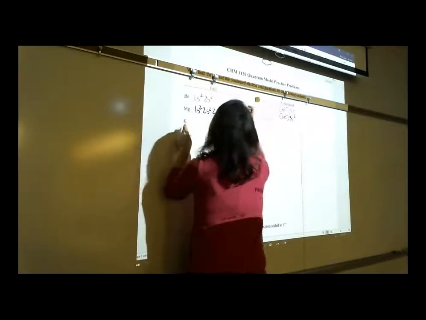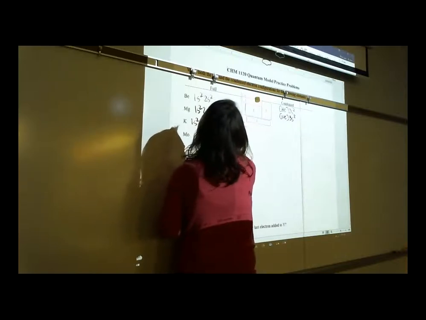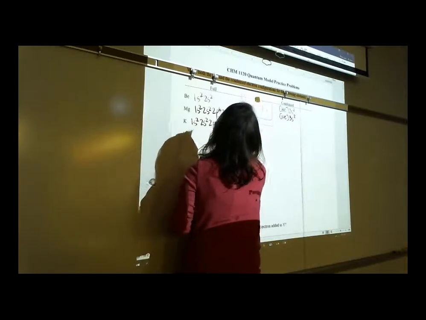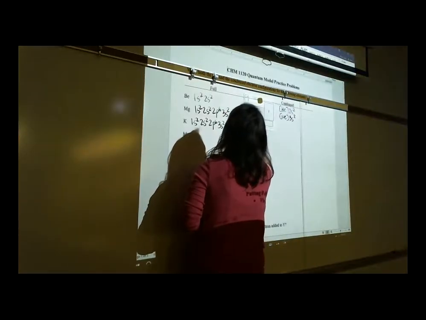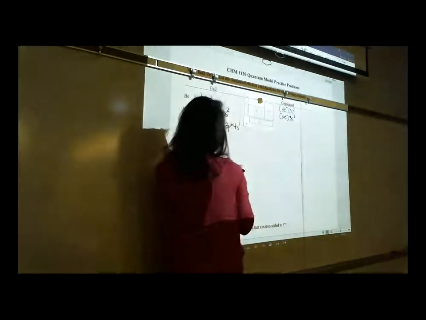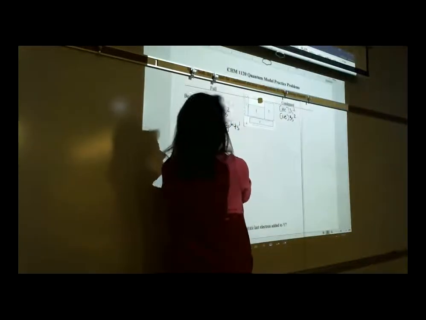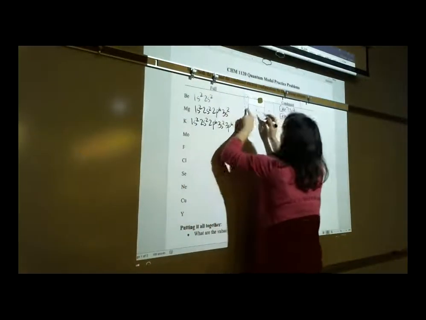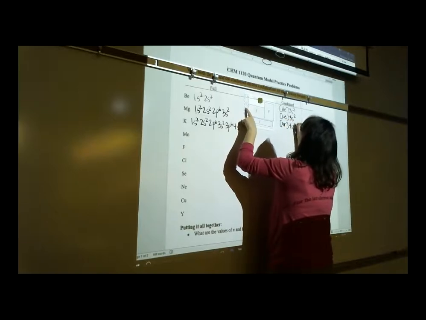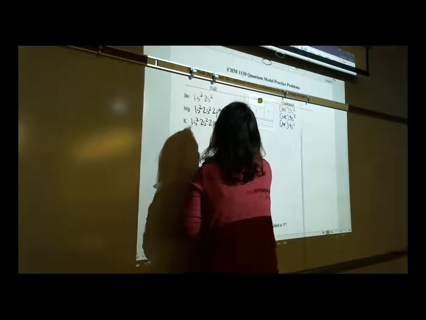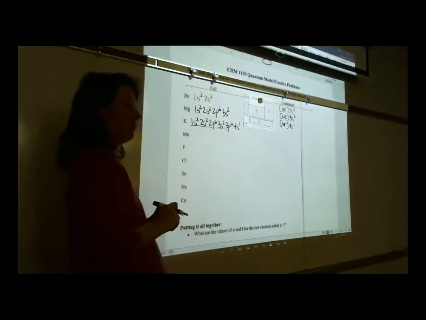For potassium, that's 1s2, 2s2, 2p6, 3s2, 3p6, and then 4s1. We'll get a big savings doing it in condensed notation for potassium, because all we have to do is argon, and then 4s1. All of this goes away when we write argon, and then we just have the leftovers.